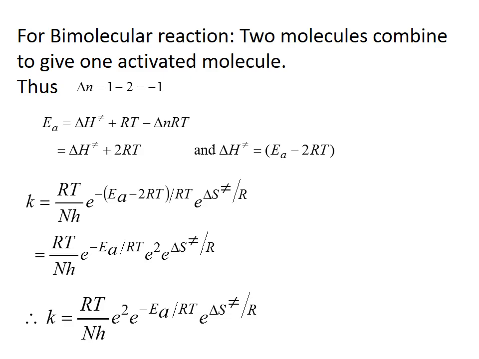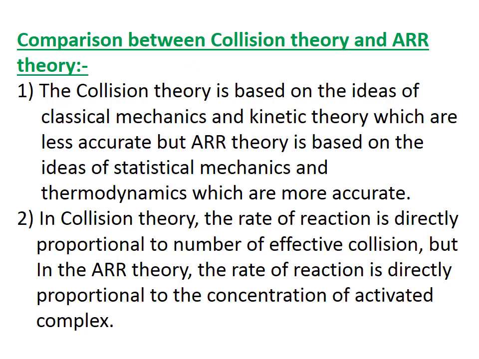That is the difference. Now we are going to compare the collision theory with the Eyring theory. Comparison between collision theory and Eyring theory. The collision theory is based on the ideas of classical mechanics and kinetic theory, which are less accurate. But the Eyring theory is based on ideas of statistical mechanics and thermodynamics, which are more correct. That is very important. One on classical mechanics, the other on statistical mechanics.